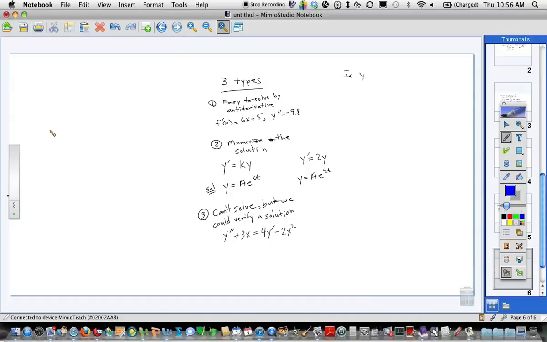Is y equals x to the fourth a solution? Remember, solutions look like original functions. Is y equals x to the fourth a solution to y double prime plus 3x equals 4y prime minus 2x squared? That is the question. Or I might say verify that y equals x to the fourth is a solution to this differential equation.